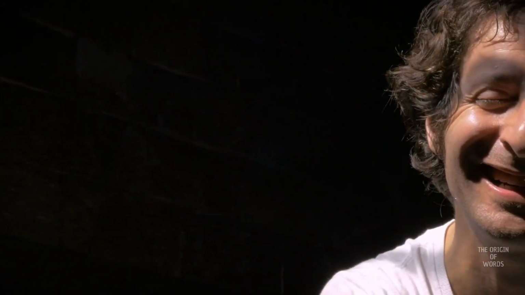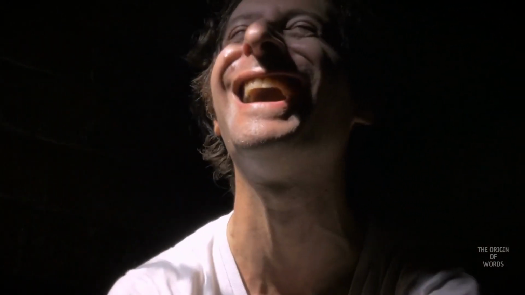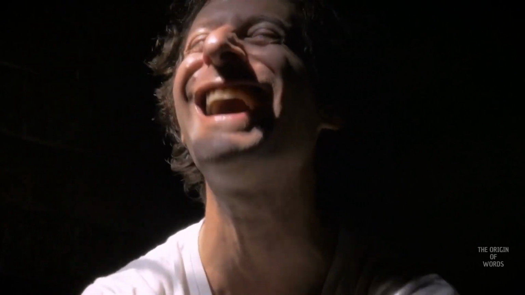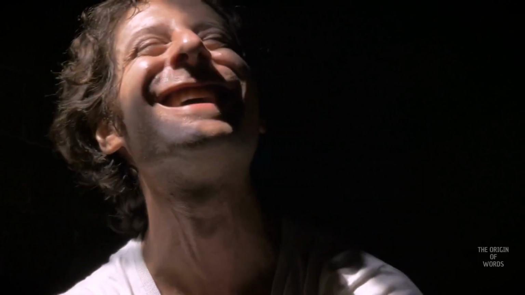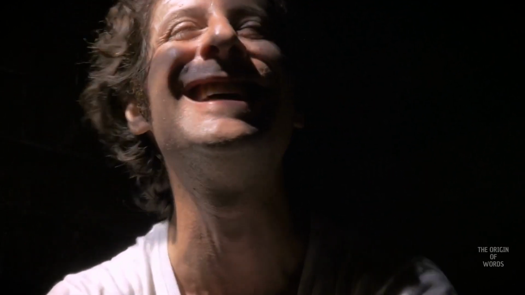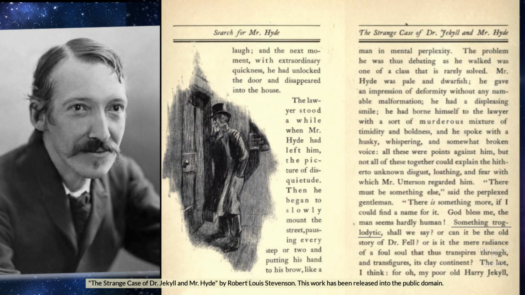In one encounter, Mr. Hyde is described as pale and dwarfish. He gave an impression of deformity without any nameable malformation. He had a displeasing smile. He had borne himself to the lawyer with a sort of murderous mixture of timidity and boldness, and he spoke with a husky, whispering, and somewhat broken voice. Upon seeing Mr. Hyde, an investigator handling the case exclaims, "God bless me, the man seems hardly human. Something troglodytic, shall we say?"